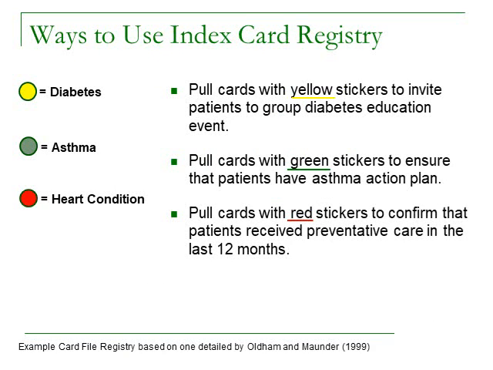Here are some ways to use this example index card registry. Pull cards with yellow stickers to invite patients to a group diabetes education event. Pull cards with green stickers to ensure all patients have an asthma action plan. Or pull cards with red stickers to confirm that patients completed a preventative care visit in the last 12 months. You can use the link provided to learn more about this card registry example.